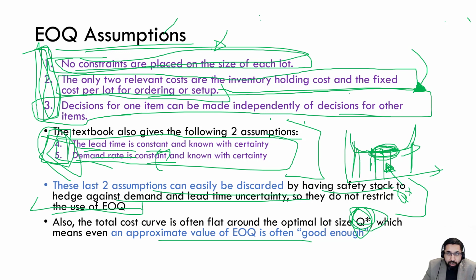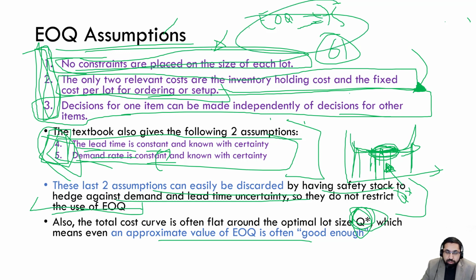You can't tell me that the EOQ was 75 and you put in 61 as the answer, and you want me to grade it correctly because the cost curve is flat and 61 is close enough to 75. Wouldn't work on the exam. On the exam, I want you to calculate the exact EOQ value, right? But in real life, being close enough might be good enough. Okay.